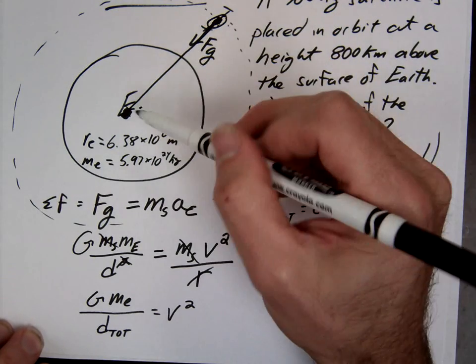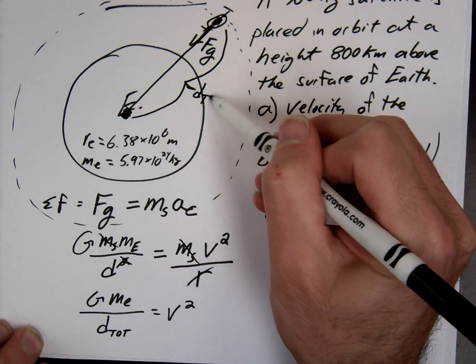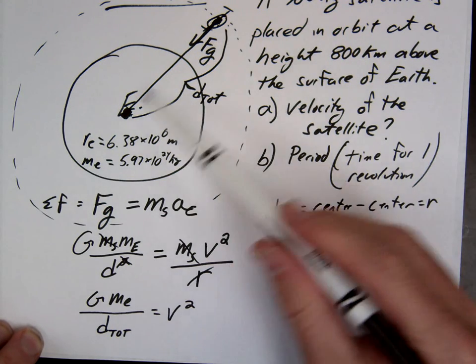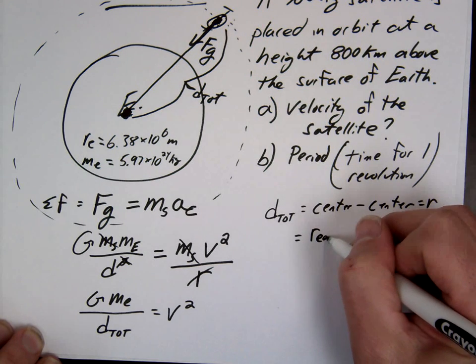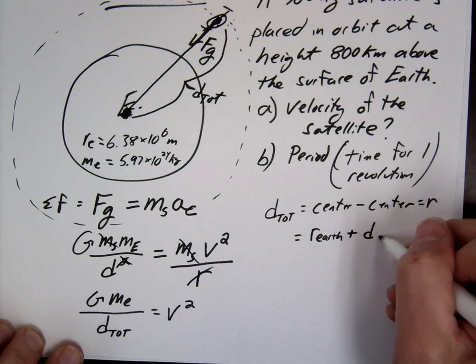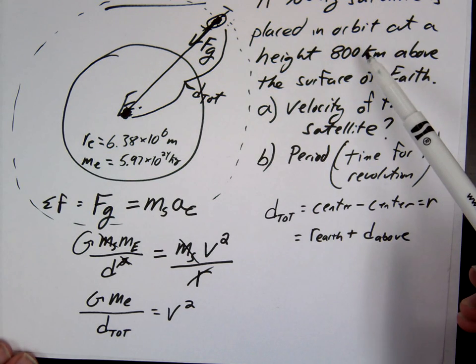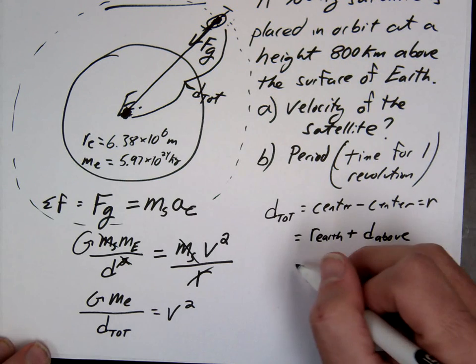Alright, so make sure about d total. This is where most people make a simple mistake. I would suggest doing your d total on the side. D total is center to center. So that's going to be the radius of the Earth plus the distance above the Earth. So make sure you add in that distance. That does become a factor at this point once you're high enough. Even if you're 1 kilometer, that's still probably not going to be high enough, but 800 kilometers, that's definitely high enough to affect it.